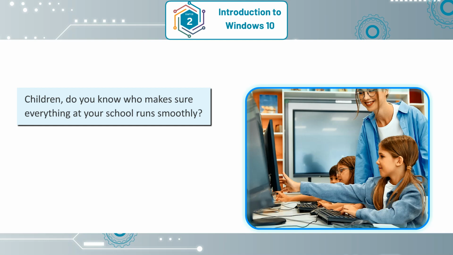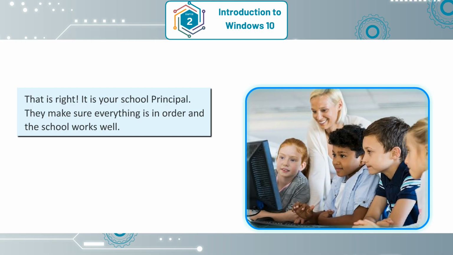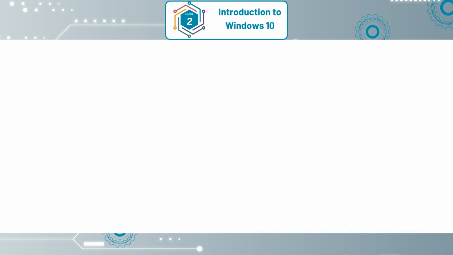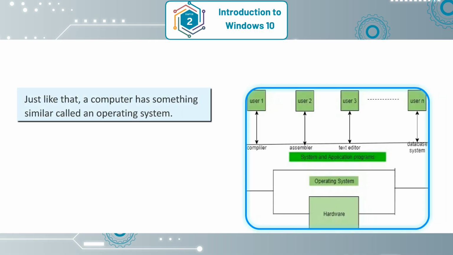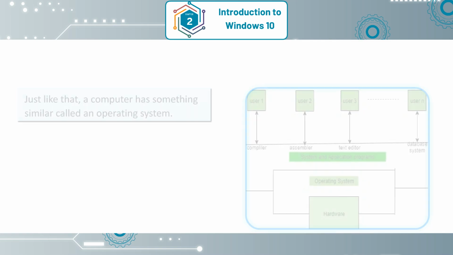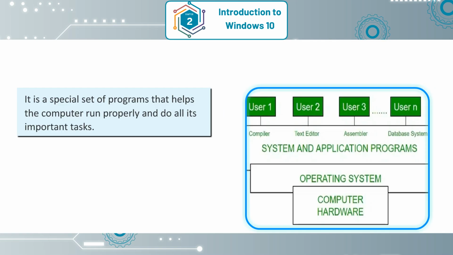Children, do you know who makes sure everything at your school runs smoothly? That is right. It is your school principal. They make sure everything is in order and the school works well. Just like that, a computer has something similar called an operating system. It is a special set of programs that helps the computer run properly and do all its important tasks.